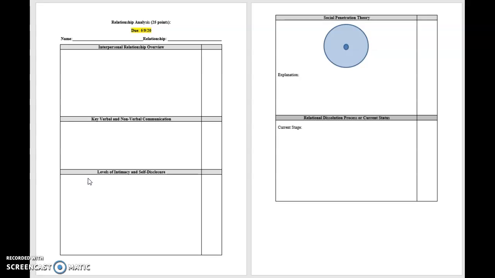So 25 points for this assignment. It's one of the last assignments that we will do before the semester is over. I wanted to give you an in-depth review of what I'm looking for. Like I said, if you have any questions at all, feel free to ask them via the Zoom check-ins that we have, or of course you can always email me with questions.